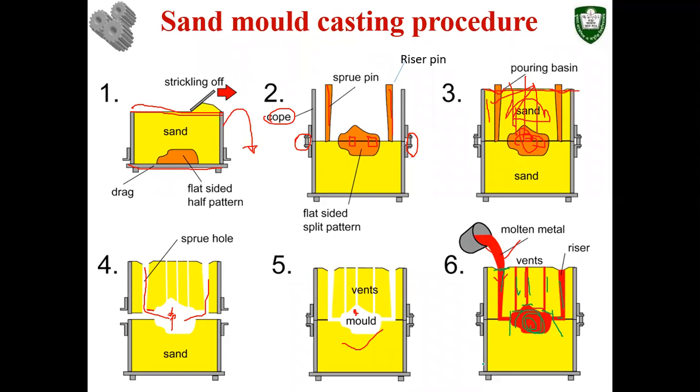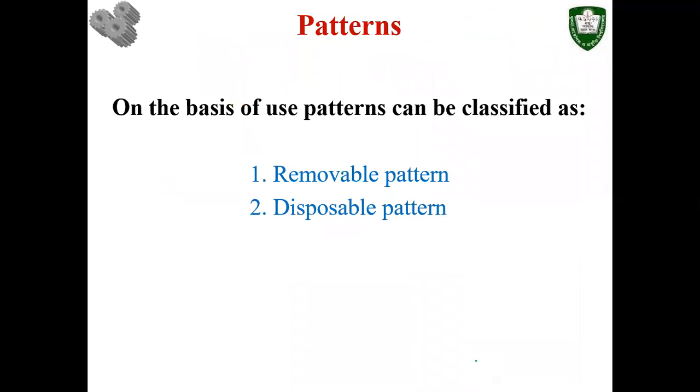No, sir. All right, so moving forward, for the pattern, there are two types of patterns. One is the removable pattern, the pattern that we talked about in the previous slide. You just remove the pattern, you separate the drag and cope, and then you remove the pattern. That is called a removable pattern. But there is another type which is called a disposable pattern.